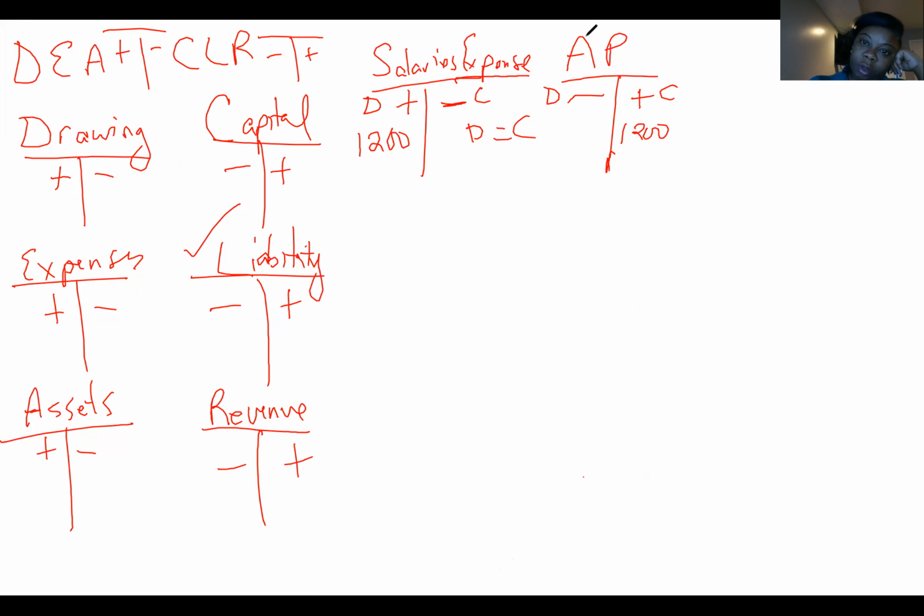Okay. And instead of AP, this was actually salaries payable. Okay. So you'll know that salaries expense increases on the debit side because all expenses increase on the debit side. All right. So the next problem says the cost of supplies still available at December 31st, 2017 is $3,000.